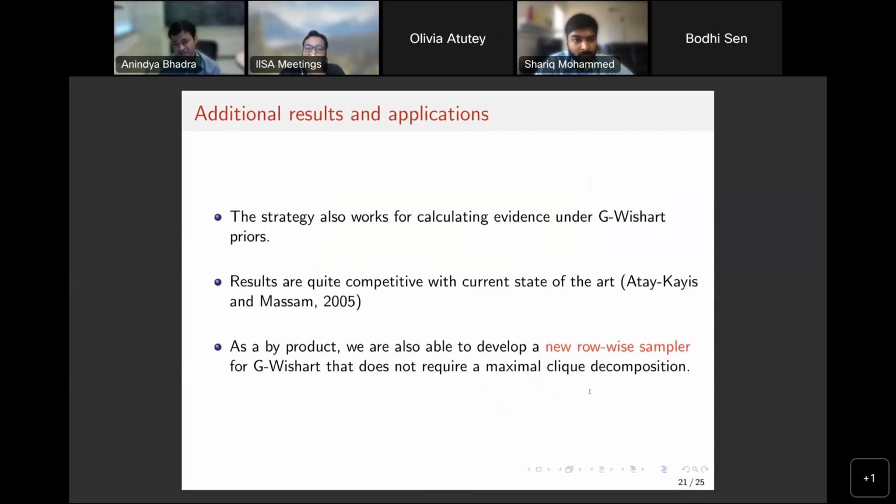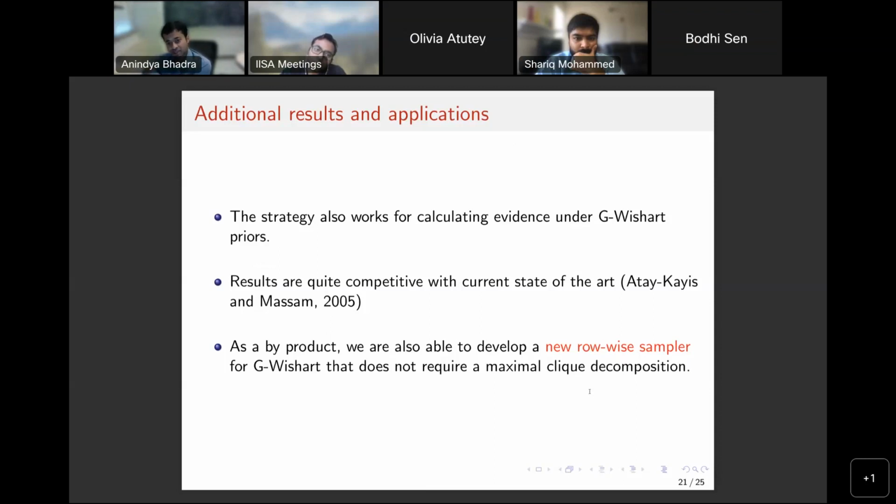Additional results and implications. So the strategy also works, it turns out. Now remember, so far we have just used continuous global-local shrinkage priors, so there is no exact zero. One situation where you do have exact zeros is the so-called G-Wishart case. There is an omega like Wishart, but there is an underlying graph or adjacency matrix which says that if the adjacency matrix element is 1, then the corresponding element omega ij is non-zero. If the adjacency matrix element is 0, then the corresponding element omega ij is 0. It turns out this also works for calculating evidence under G-Wishart.